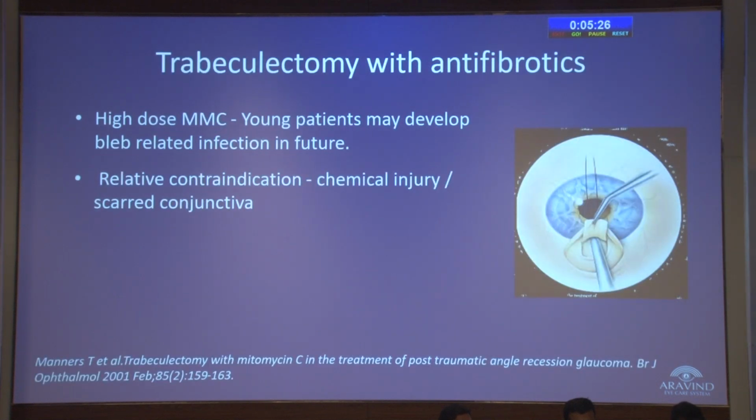Regarding trabeculectomy with antifibrotics, as you all know, trauma and angle recession are independent risk factors for bleb fibrosis and bleb failure. So we need to consider using a high dose of MMC in such patients. But we have to remember that there is a long-term risk of bleb-related infection in these patients. And relative contraindications are chemical injury and scarred conjunctiva.